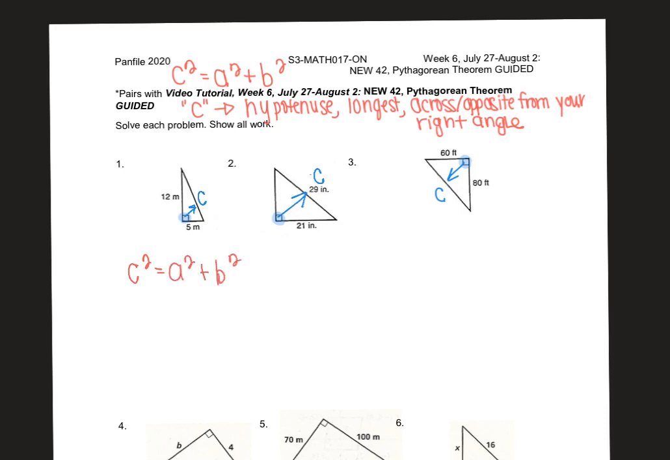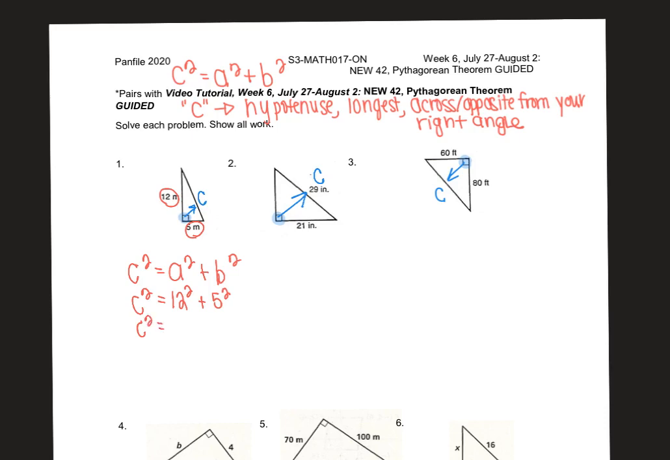Now, c I don't know, so I'm going to leave it as c squared. But a squared and b squared I do know. That's going to be my 12 and my 5. I don't need to write my units in there because that just makes it confusing. So I put in 12 and I square it, and I put in 5 and I square it. Again, it doesn't matter which one's A or which one's B.